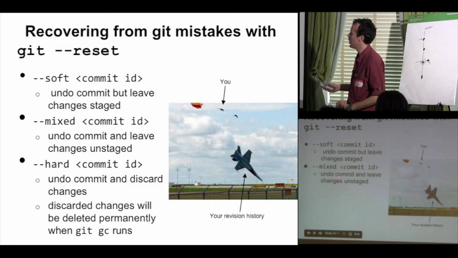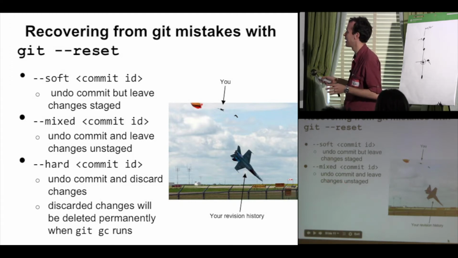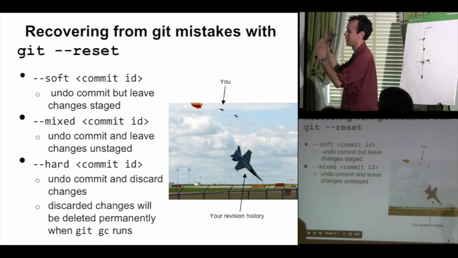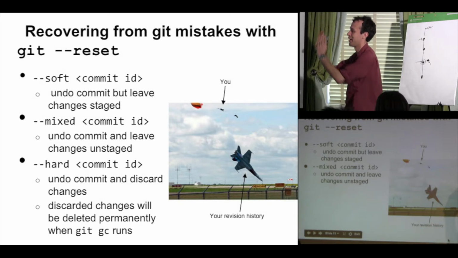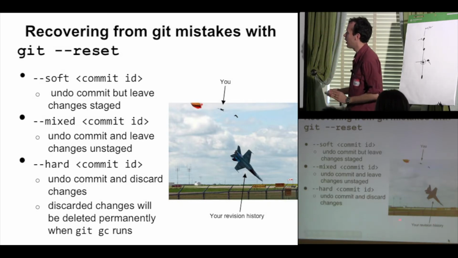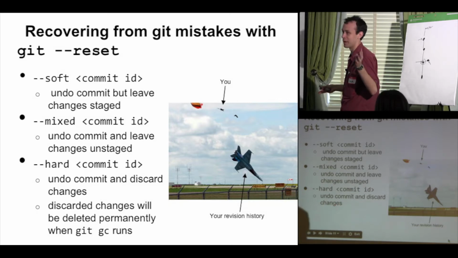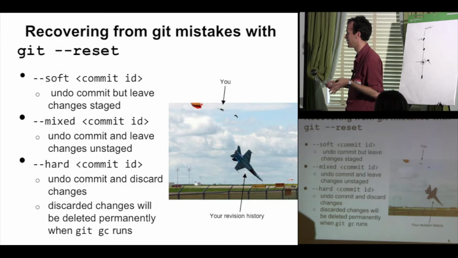Mixed will undo your commit and leave the changes unstaged. So that will be basically what it looks like before you typed git add. So that's sort of backing out one more level. If you think about that three-level thing, you're sort of backing out one level at a time. And then hard will undo the commit and will discard the changes, as if you never made them to your working directory in the first place.